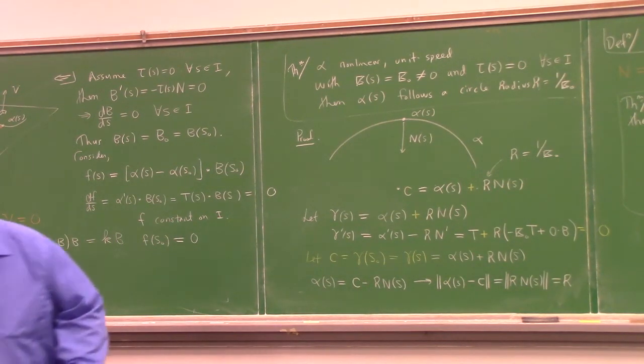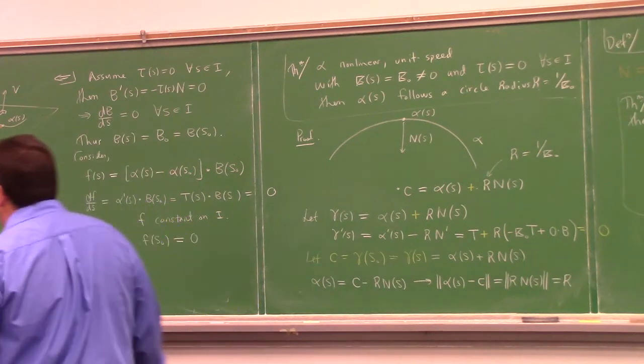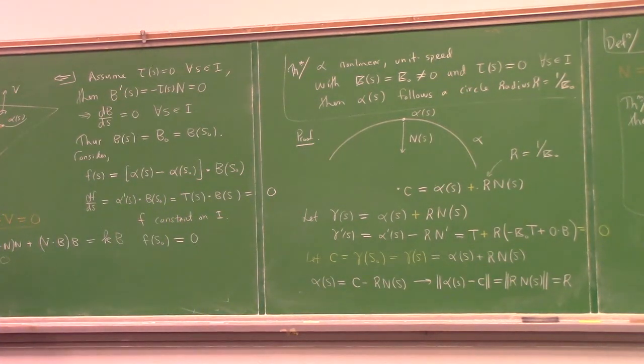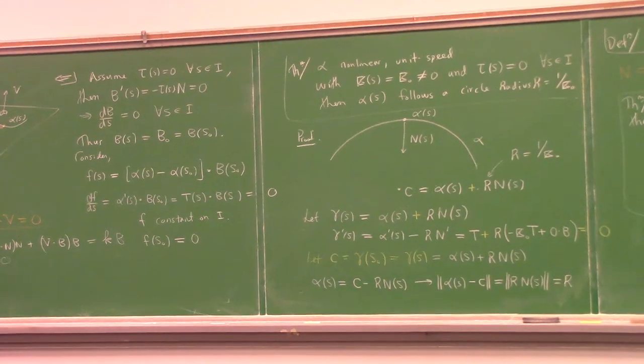Now, everything we've done so far has been for unit speed curves. What if the curve doesn't have unit speed? How does that go?